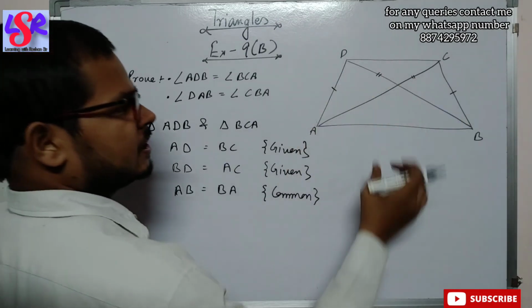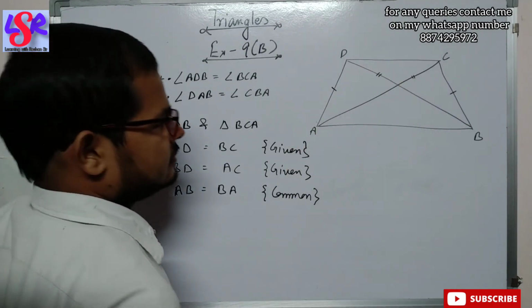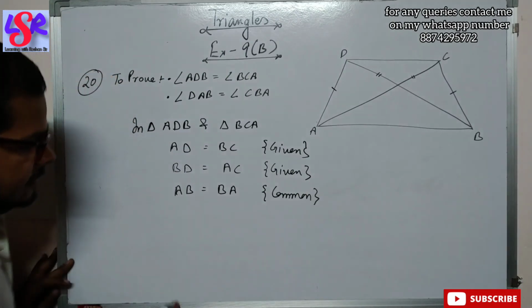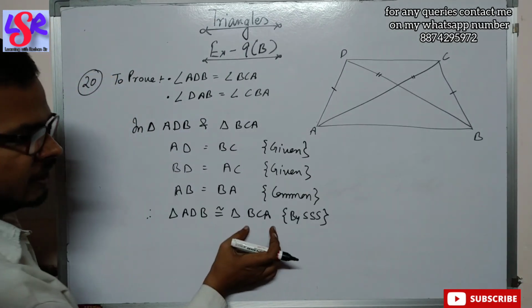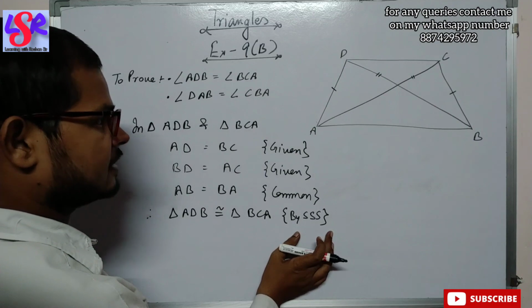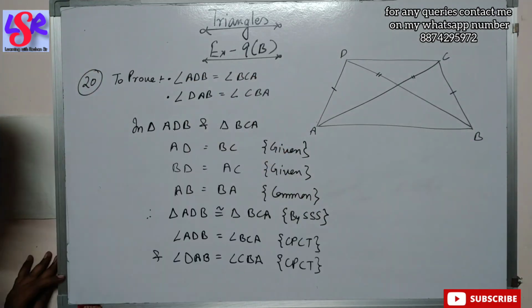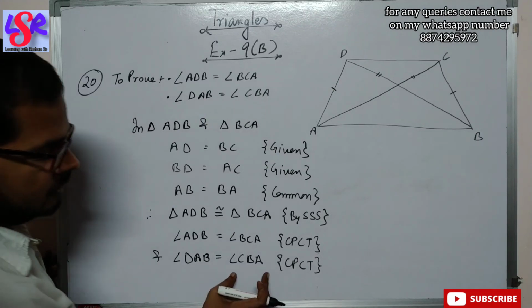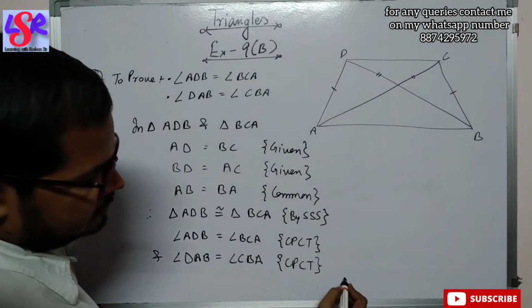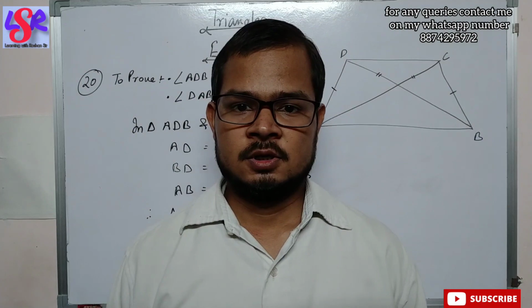Now to prove these two triangles congruent, we have used all the three sides. Therefore, they are congruent by SSS. Therefore, triangle ADB is congruent to triangle BCA by SSS, and angle ADB equals angle BCA by CPCT, and also angle DAB equals angle CBA by CPCT. Hence, proved.